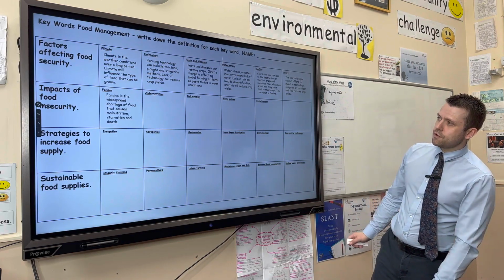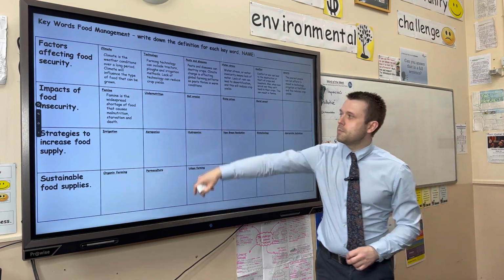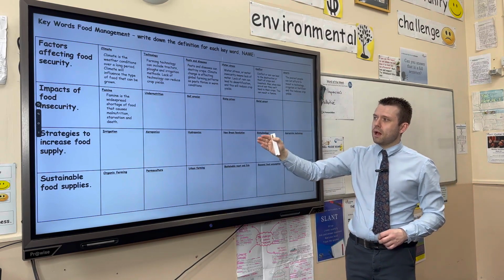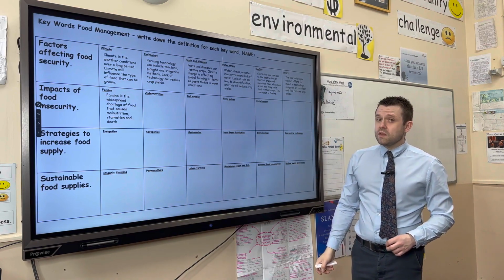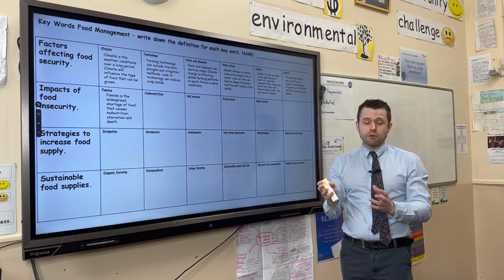Okay, the impacts of food security. The first one, you need to know this word for word, is famine. Famine is the widespread shortage of food that causes malnutrition, starvation, and death. When you're writing this in the exam, you've got to talk about widespread or over a large area. It could be a country.